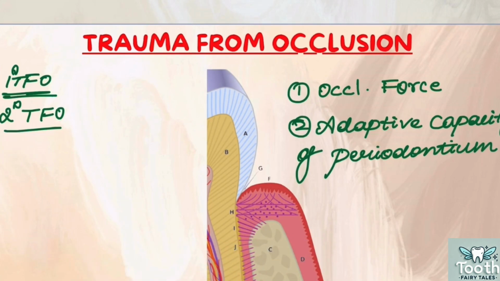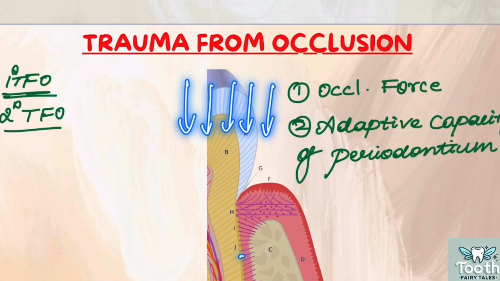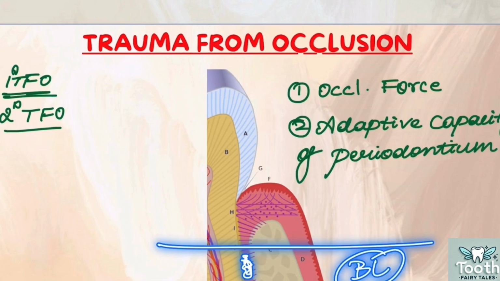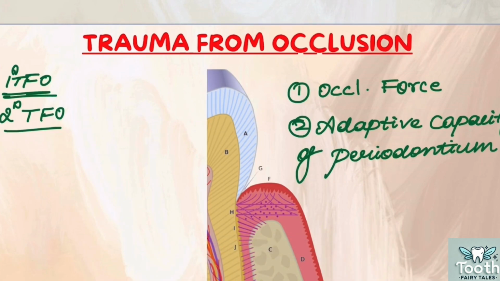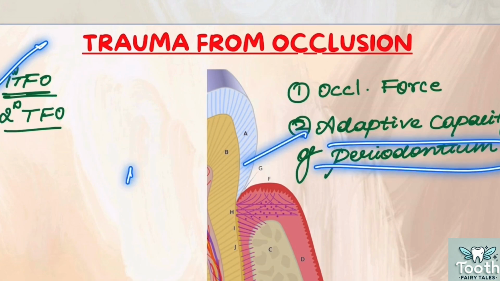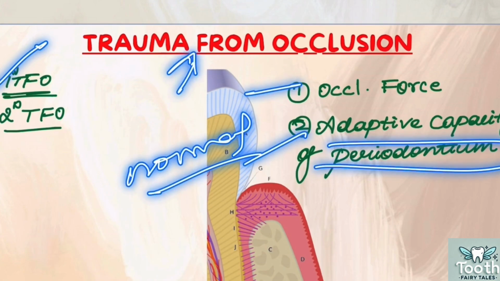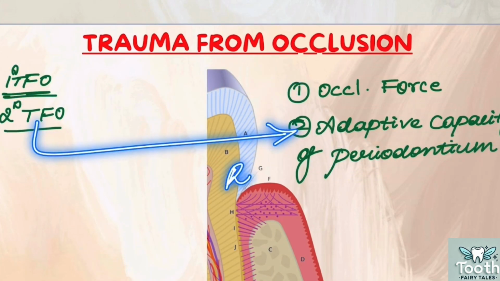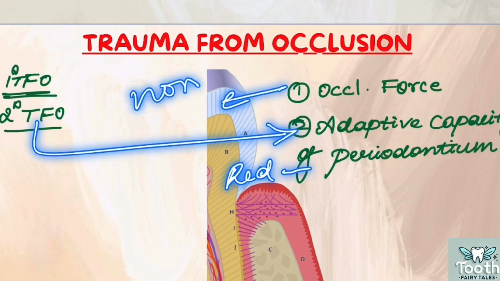In primary trauma from occlusion, what happens? The occlusal forces are increased compared to normal, but the adaptive capacity of the periodontium is normal. Only the occlusal force is increased and the injury is happening because of this increase. This kind of injury is known as primary trauma from occlusion. In secondary trauma from occlusion, injury to the periodontal tissue is mainly because of bone loss or any periodontal tissue pathology present. So in primary trauma from occlusion, the adaptive capacity of the periodontal tissue is normal, but the occlusal forces are increased. In secondary trauma from occlusion, tissue injury is because of reduced periodontal support, but the occlusal forces are normal.